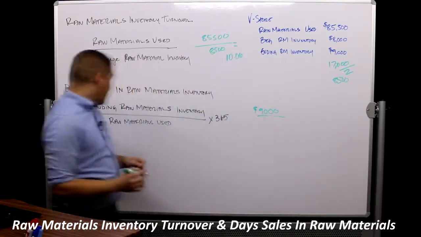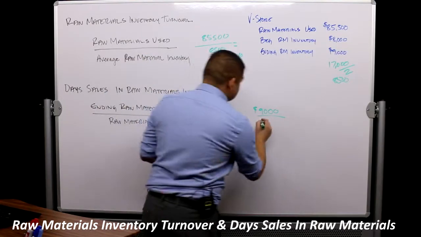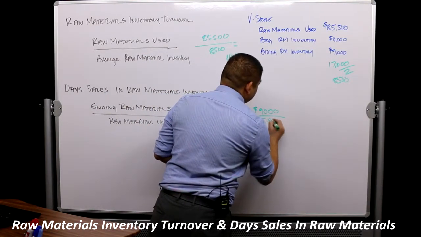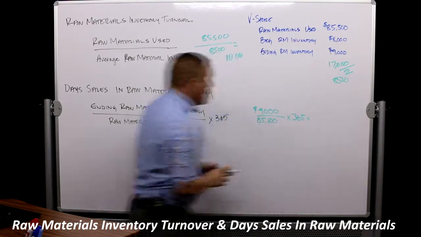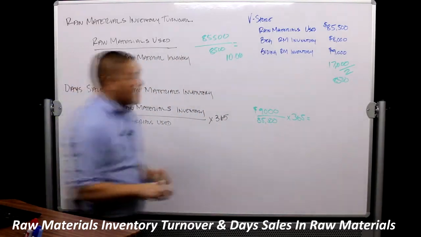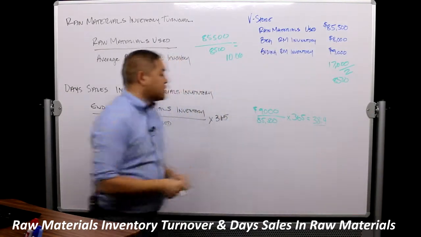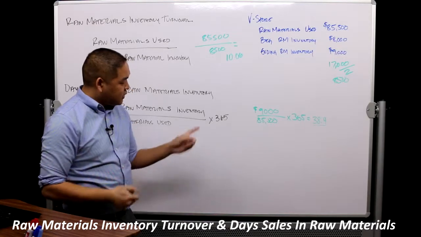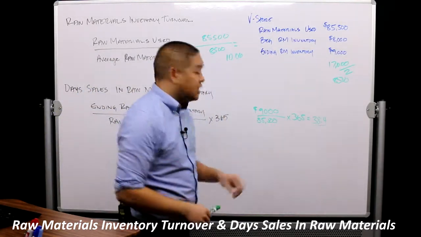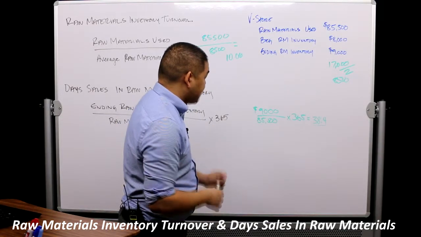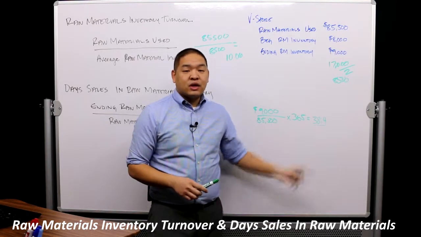And we divide that by raw materials used. Raw materials used was 85,500. And we're going to multiply that by 365. And at the end of the day, we are going to get 38.4 days. So what are we saying there? We're saying that over the course of the year, we're using $85,500 worth of raw materials. At the end of the year, we have $9,000 worth of materials left. If we don't replenish it within 38.4 days, we're going to run out.